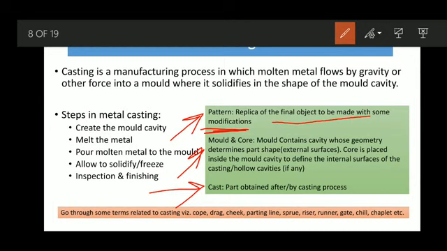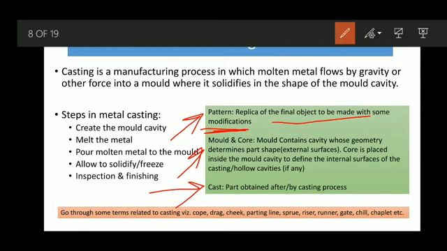So mold is nothing but a cavity whose geometry determines the part shape, that is, the external surface of the final part. Okay, so that is what a mold is. Now, suppose the final product contains some hollow part, then what happens?